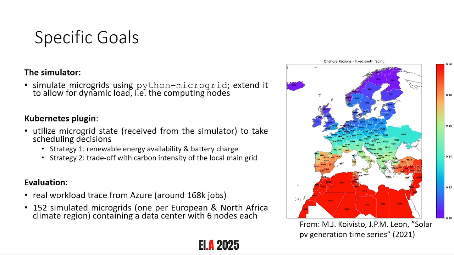We will simulate different strategies. One that prioritizes nodes having renewable energy available and battery charge. The second will be a trade-off between strategy one and considering the carbon intensity of the energy in the main grid. The evaluation will be done using a real workload trace from Azure with around 170,000 jobs, and we simulate one microgrid per European and North Africa climate region. In total, 152 microgrids, each one with 6 computational nodes.